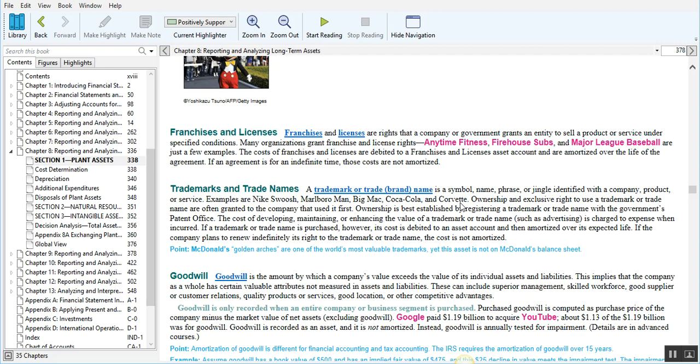We have franchises and licenses, trademarks and trade names. Many times you are charged if you are starting a business and you're going to do a franchise. I know McDonald's used to charge quite a bit for their franchises, but whatever that cost is, it is then amortized over a certain period of time. Trademarks are the same way. There are many trademarks that are used, but those are also intangible assets.